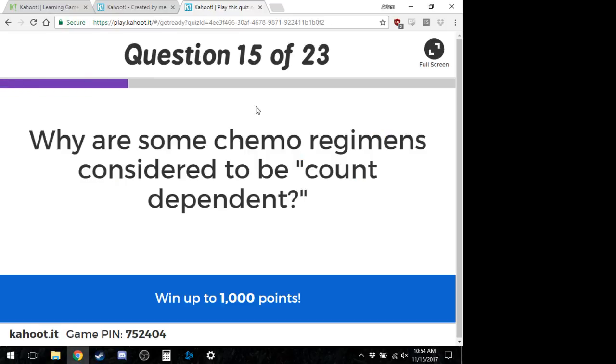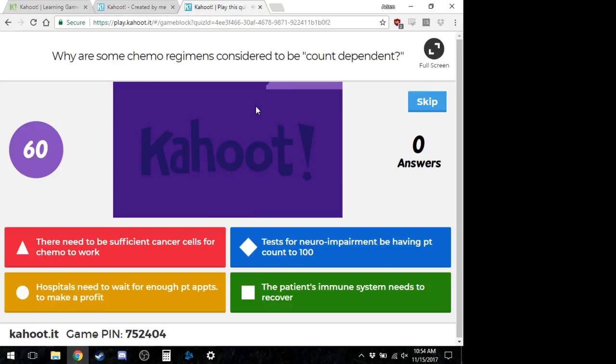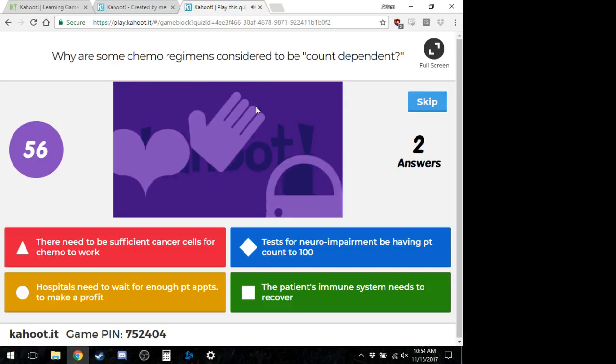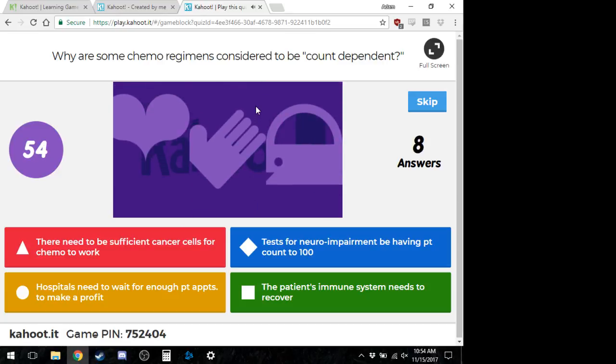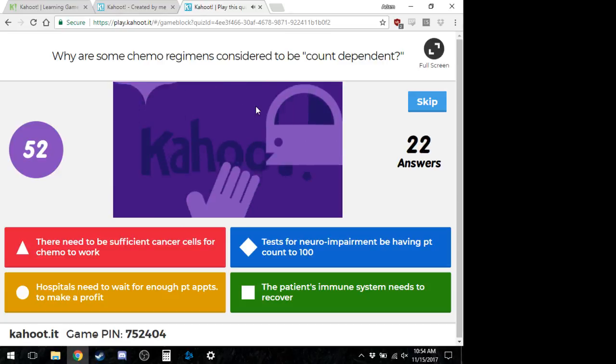Why are some chemo regimens considered to be count dependent? Not like Count Dracula, but blood count dependent.